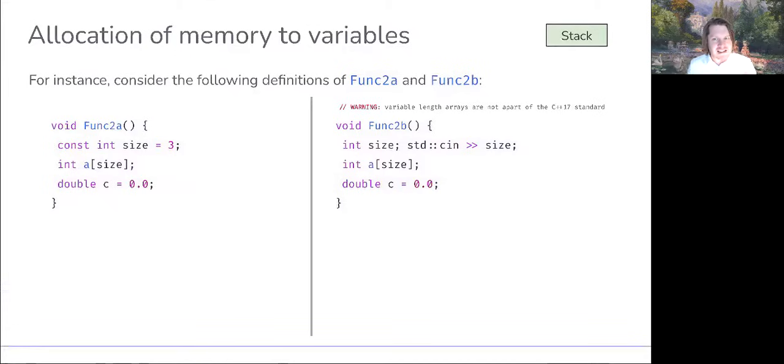So let's put this together and see what it means. On the left-hand side of this slide, we have func2a. On the right-hand side, func2b. Func2a has a variable size whose value is known at compile time, 3. We create an array of 3 elements named a. It's going to have 3 integer objects, and then within this function there's also a double c that's initialized to 0.